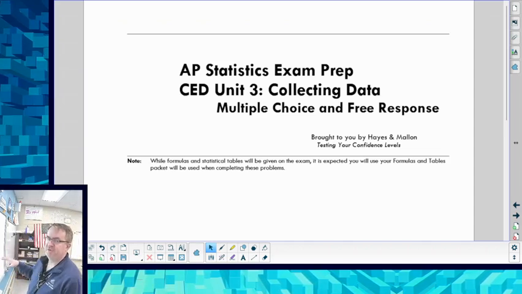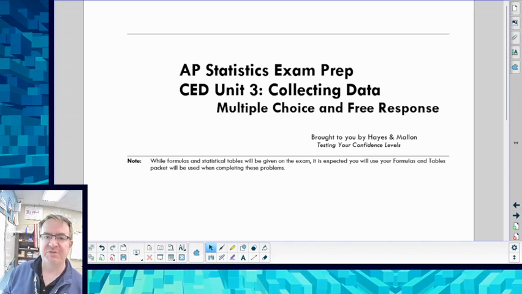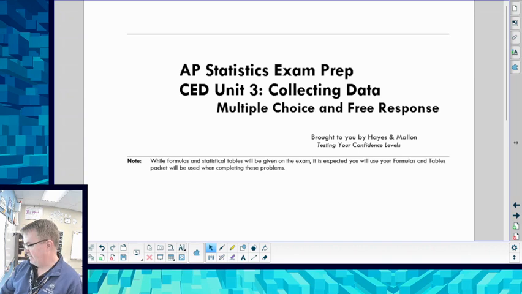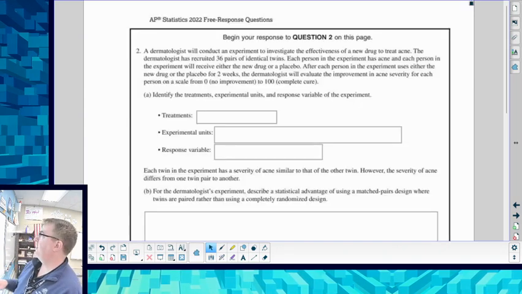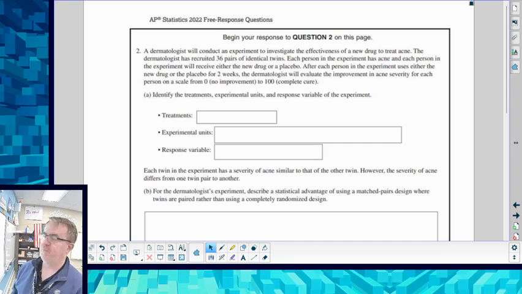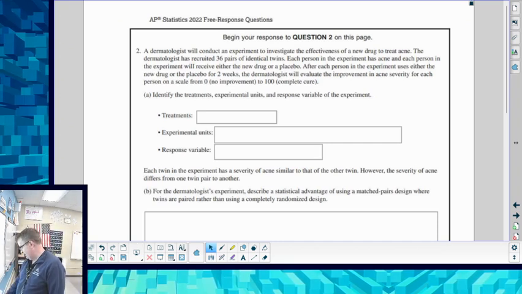We are talking through some of the questions, the free response questions from the AP exam. We're in CED Unit 3, collecting data, and I want to talk about 2022's free response question number 2. I think it's a good representation of what we've done.